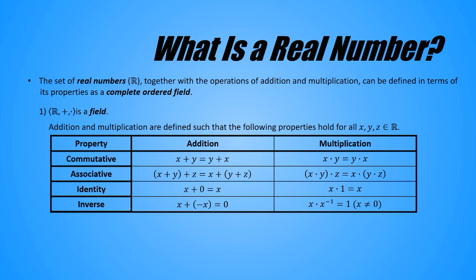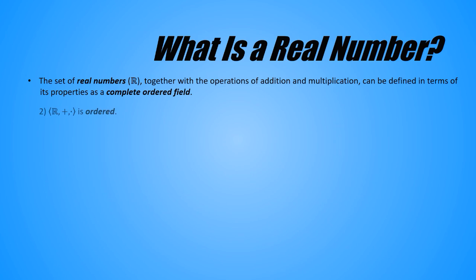Now at this point, it looks like addition and multiplication are completely separate and have nothing to do with each other. So how do you deal with expressions that have both operations in them? That's where the distributive property comes in. This multiplication by x here distributes over the addition of y and z here to give x times y plus x times z.